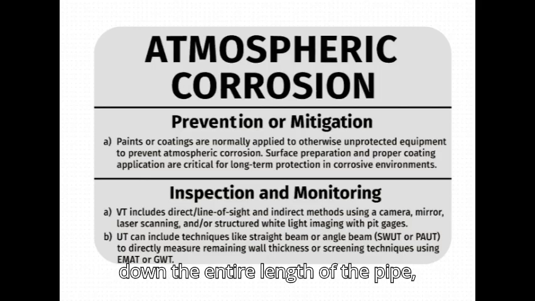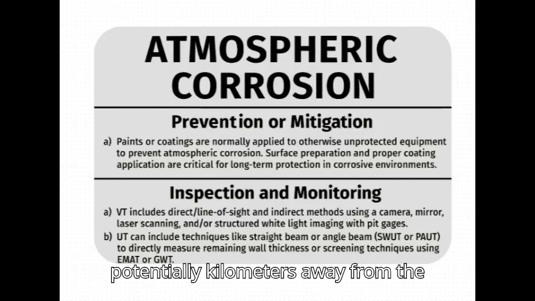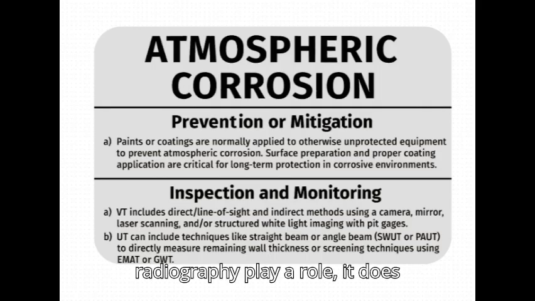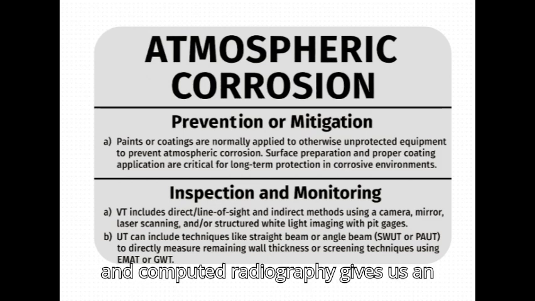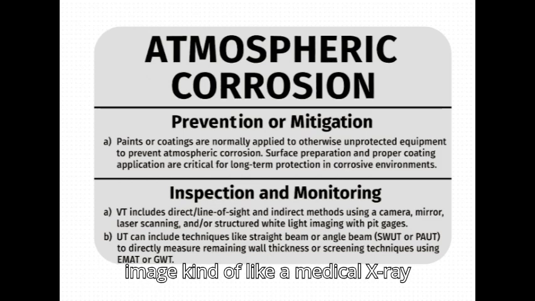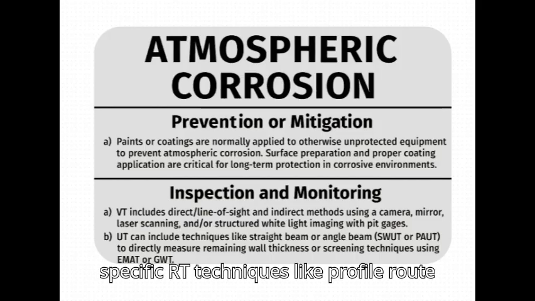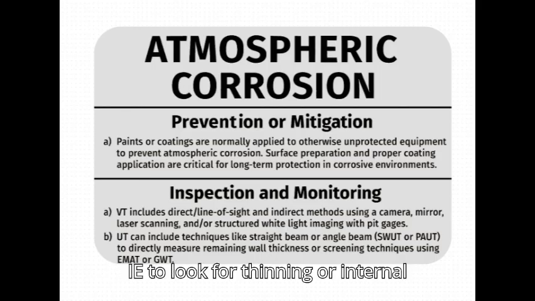GWT sends a sound wave down the entire length of the pipe, allowing us to spot significant wall loss, potentially kilometers away from the sensor. Kilometers? Wow, that's incredible range. What about X-rays? Does radiography play a role? It does. Radiography, or RT, including newer digital and computed radiography, gives us an image kind of like a medical X-ray showing density changes. We often use specific RT techniques like profile RT, where you shoot through the side of a pipe to look for thinning or internal corrosion deposits.